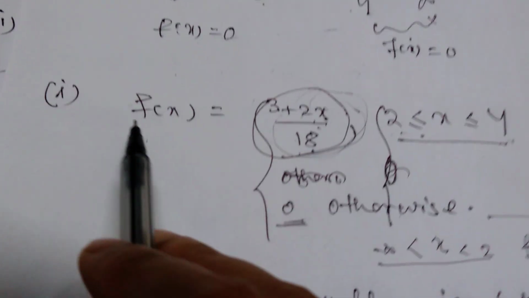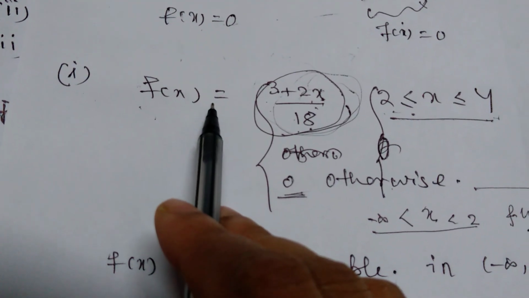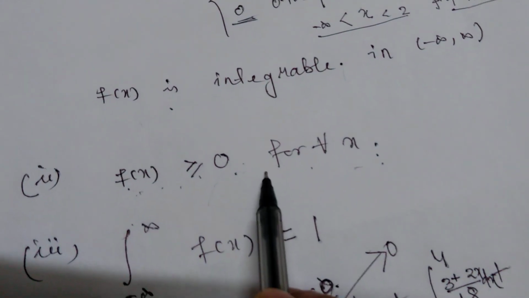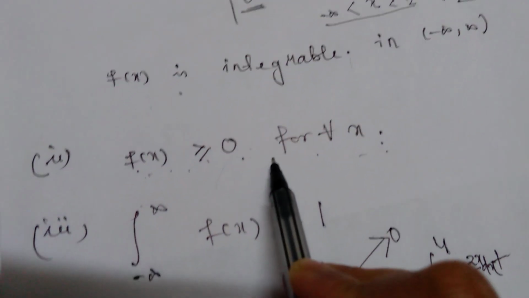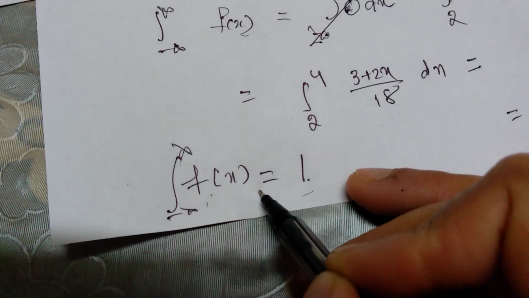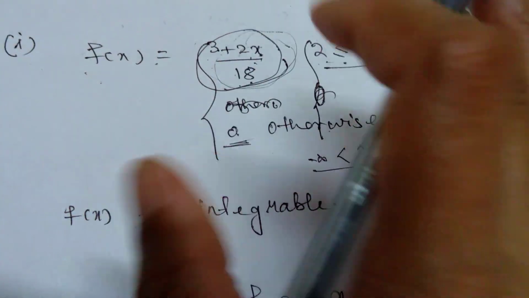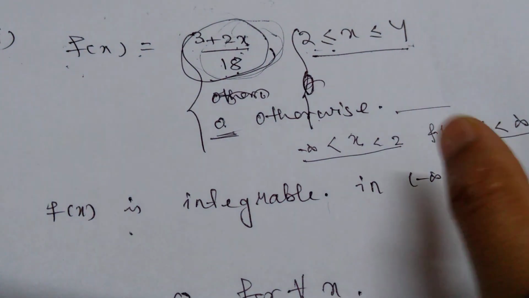As the three conditions are satisfied, that f of x is integrable, the second condition is that f of x is positive for all x, and the third condition is that the total integral is 1, then we can say that the given function is a probability density function.